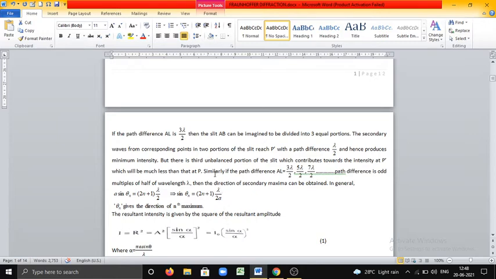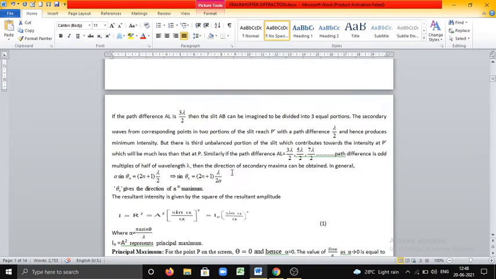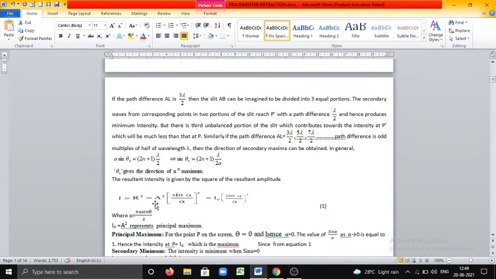The resultant intensity is given by the square of the resultant amplitude, that is, I is equal to R square, which is A square into (sin alpha by alpha) whole square, which is equal to I naught (sin alpha by alpha) whole square, where alpha is given by pi a sin theta by lambda and I naught is equal to A square. This represents the principal maxima. The intensity at P is given by the principal maxima, which is I naught, equal to A square.